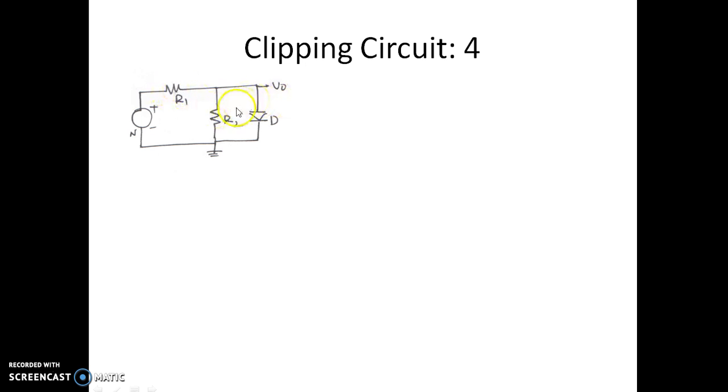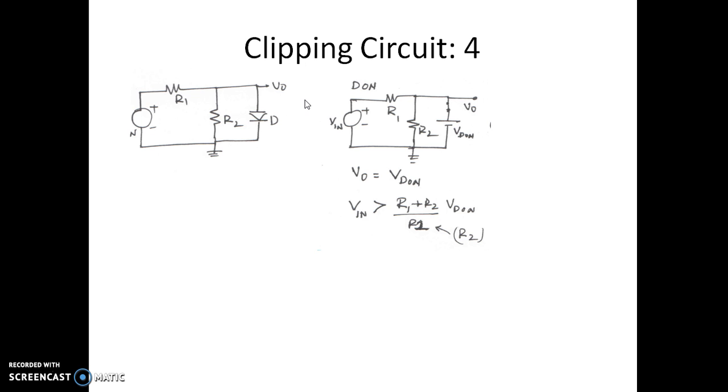So let us continue the analysis of this circuit by considering when the diode is on and off. So let us consider the circuit when diode is on. This is how the circuit looks like if the diode is replaced by the on condition, that is a switch, and VD on is the diode voltage when the diode is on. So we know that since the output voltage is measured across the diode, the output voltage is VD on.